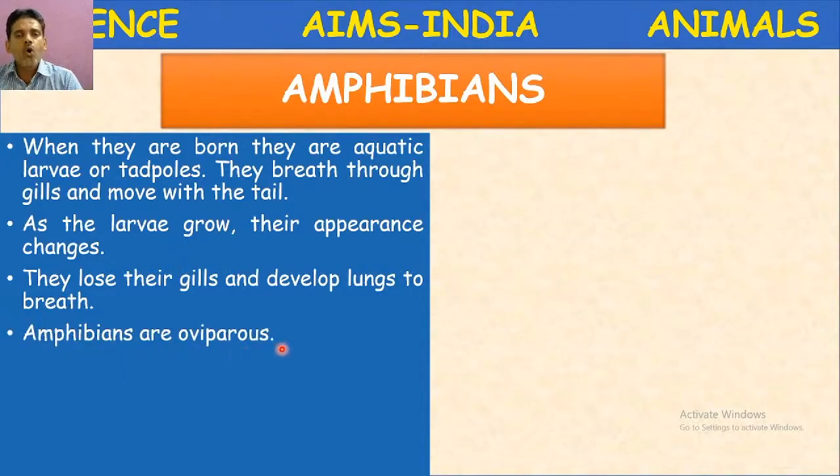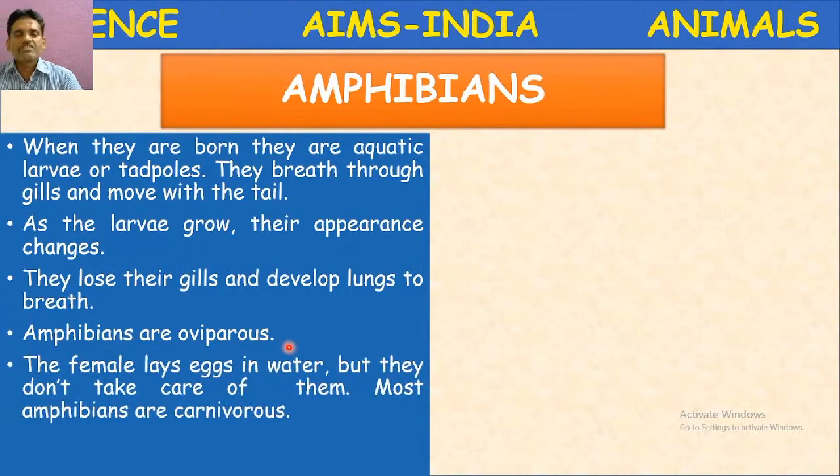Amphibians are oviparous. Oviparous means which lay eggs or which reproduce by laying eggs. The female lays eggs in water, but they don't take care of them. Amphibians' parental care is very less. They simply lay the eggs and the fertilization takes place outside the body, and these larvae will hatch by themselves and come out. Most of the amphibians are carnivorous.